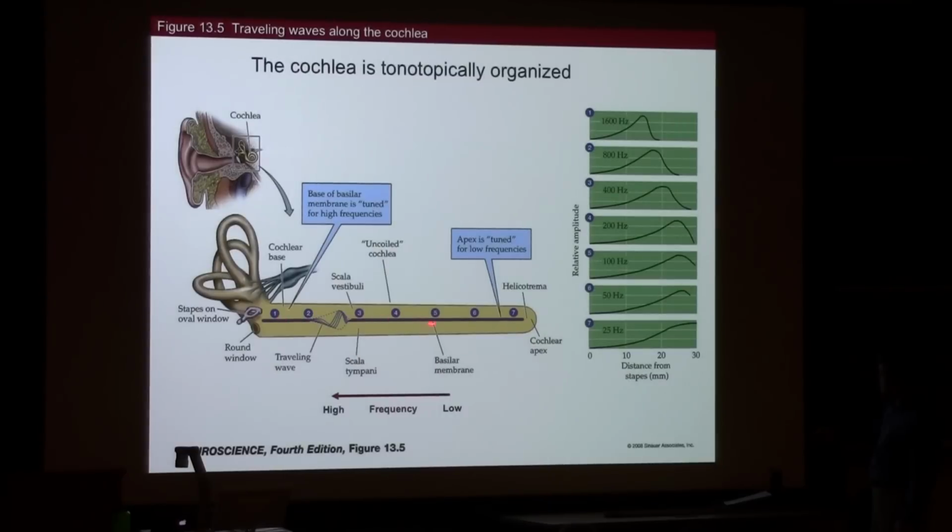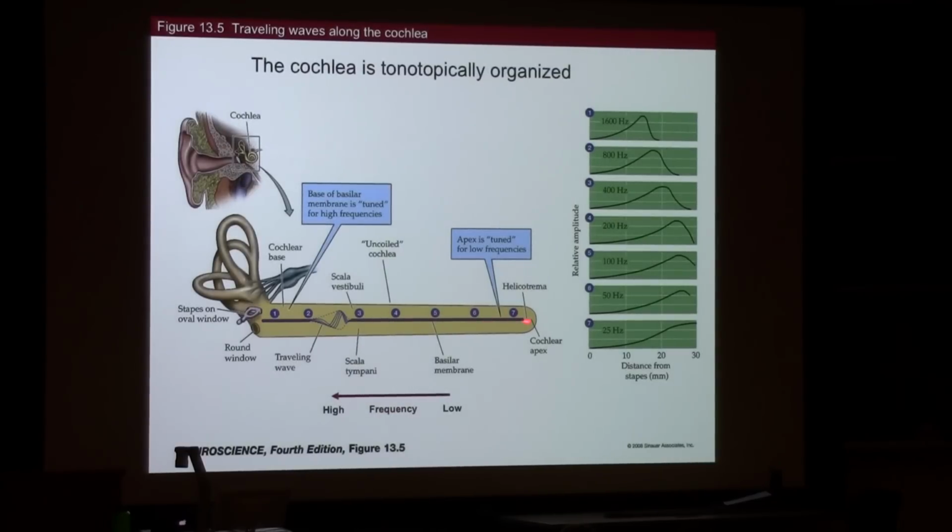But depending on frequency, the maximum vibration occurs at different places, for example one part here. This is the distance from the stapes. This part we call the base, and this part we call the apex. The apex is the top, and the base is the bottom of the cochlea.